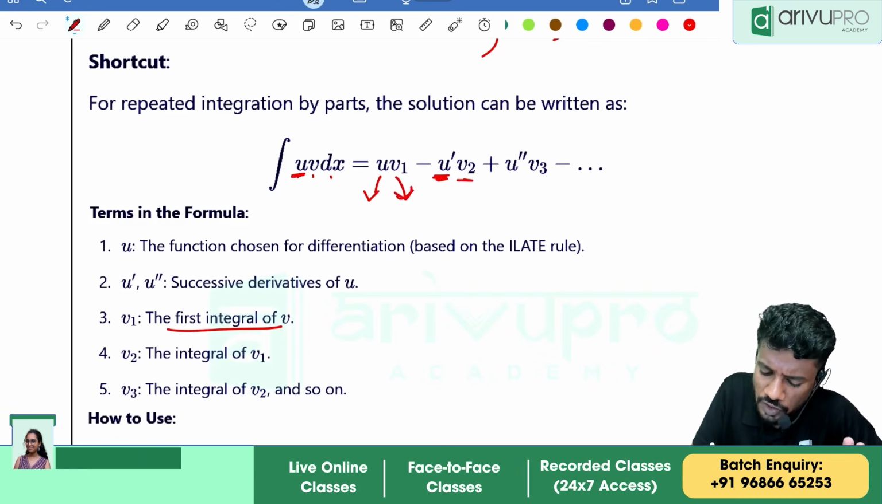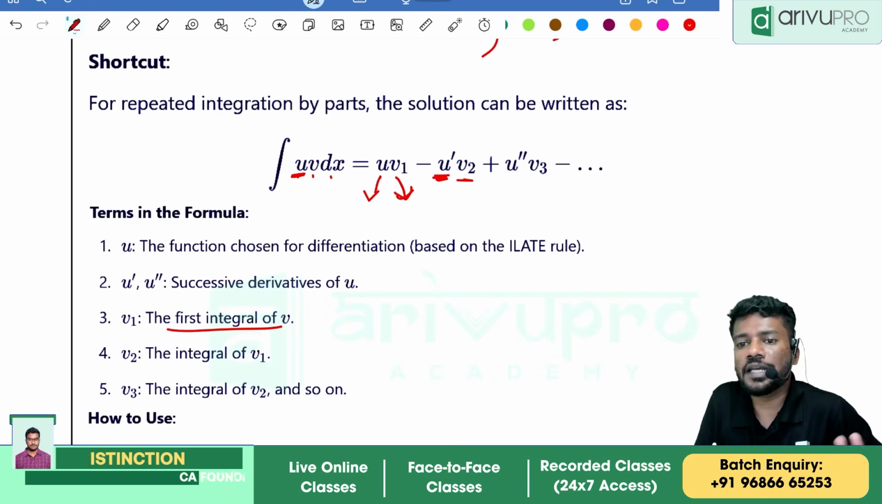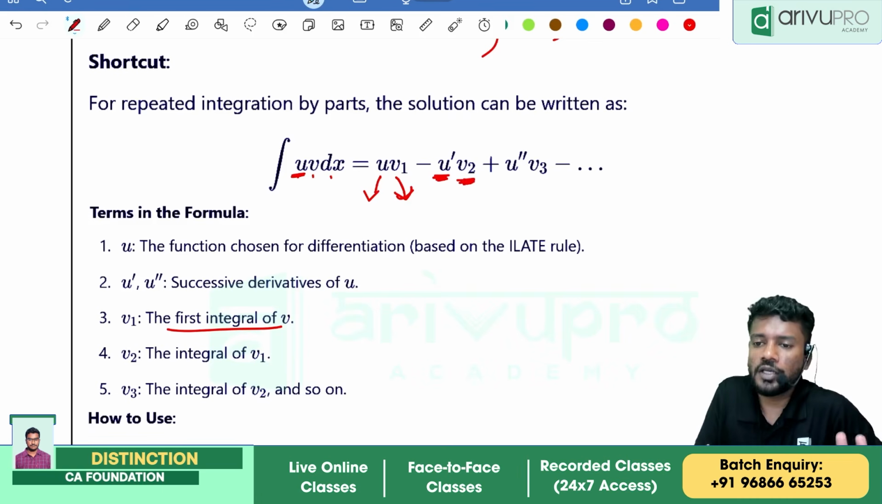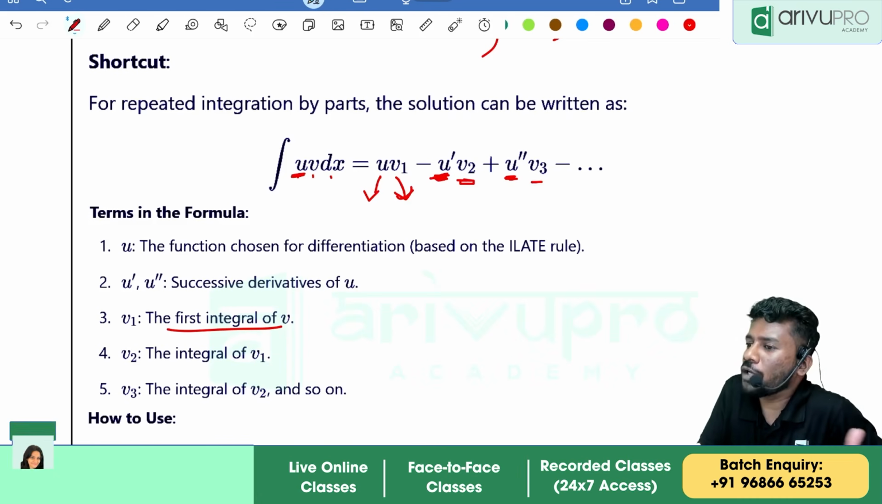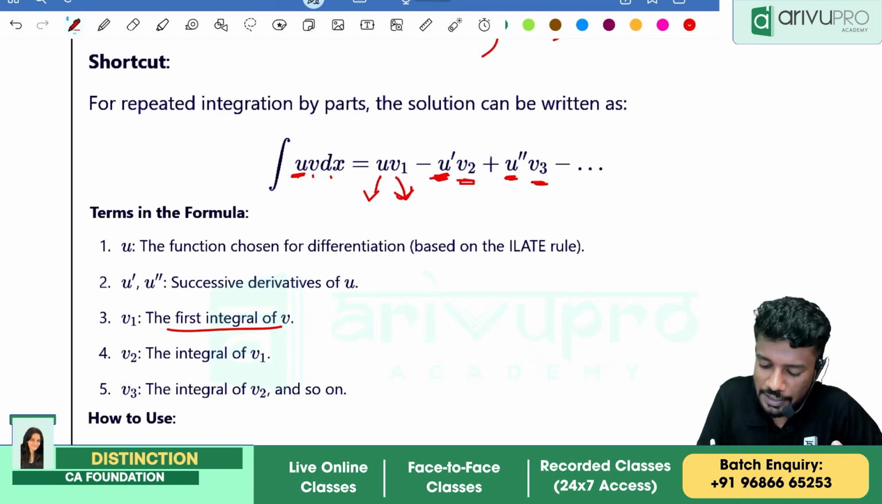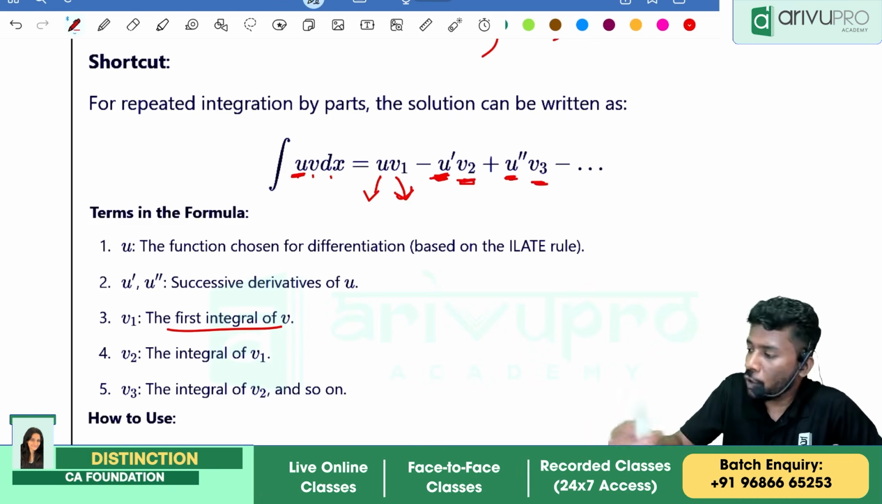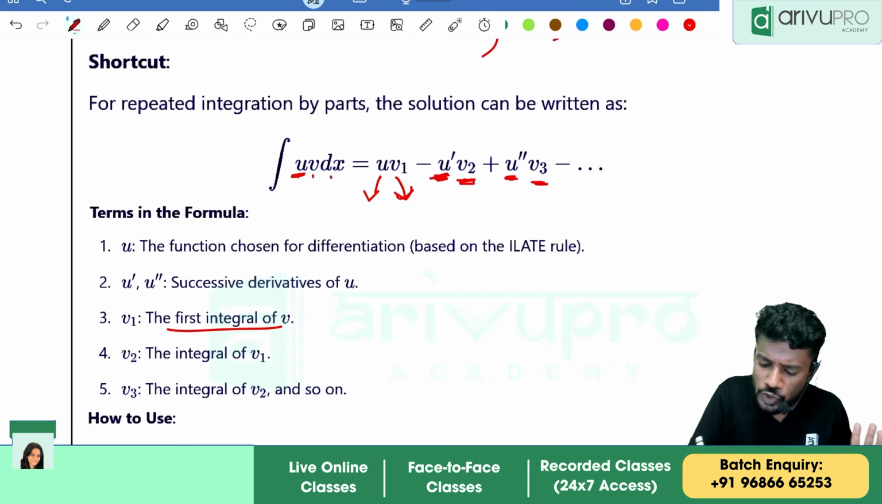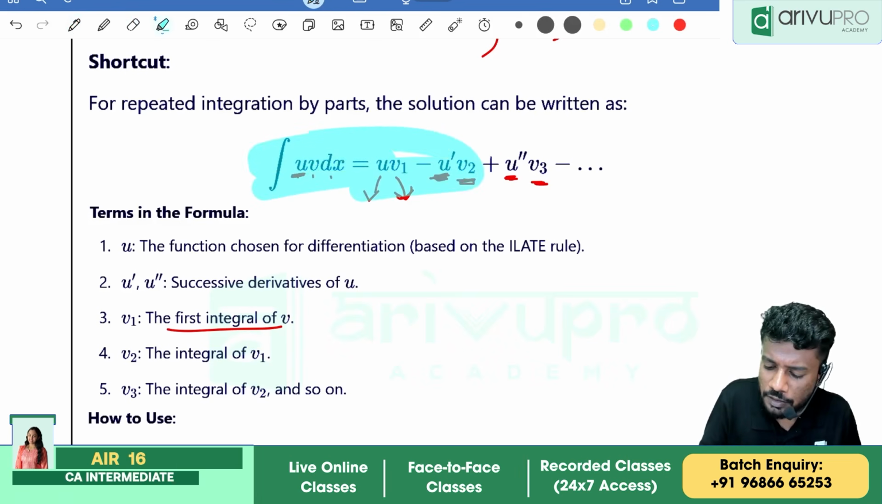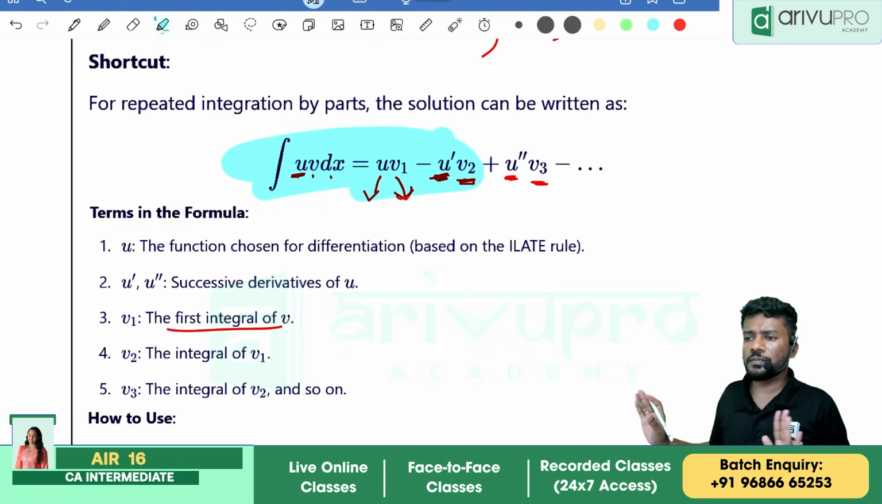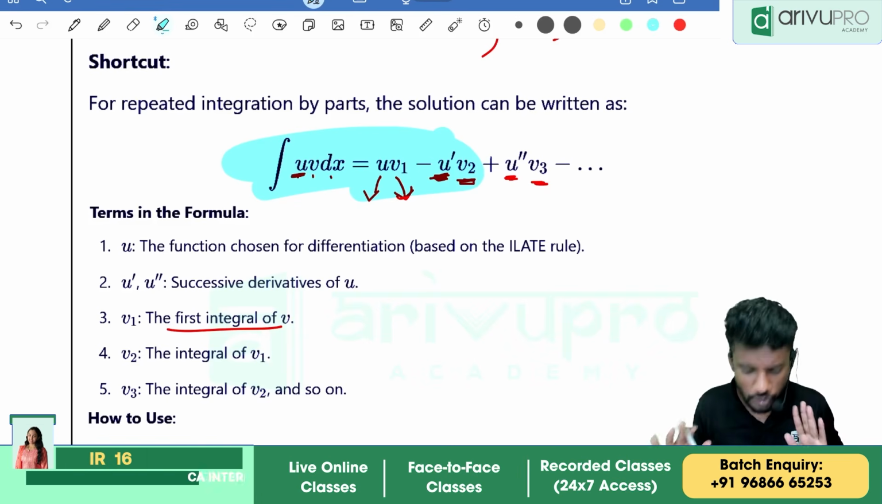Previously we found v1, right? We will integrate that v1. Then we will get v2. Then plus u double dash, the derivative of u dash, into v3. What is v3? Integral of v2. Then alternate signs will be there: minus, plus, minus, plus. But usually for you guys, it is only applicable till here. The question will get over by this time if a question is there for you.